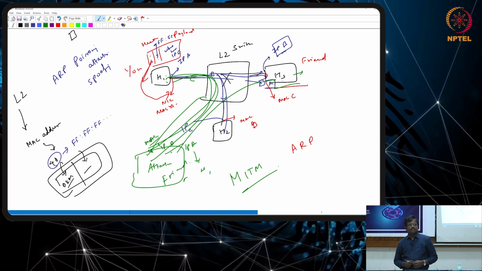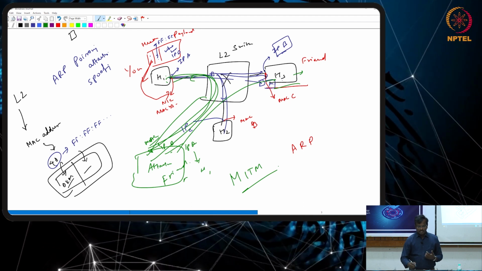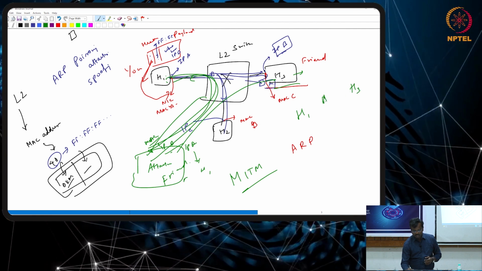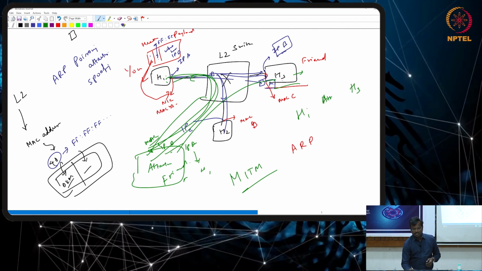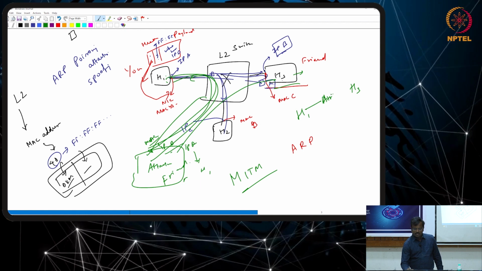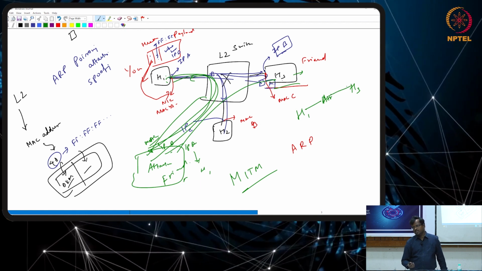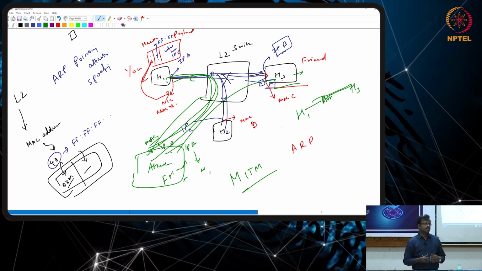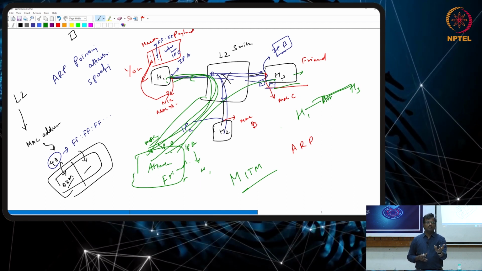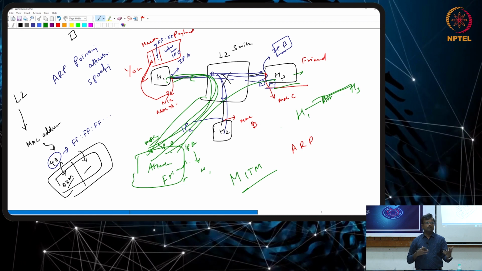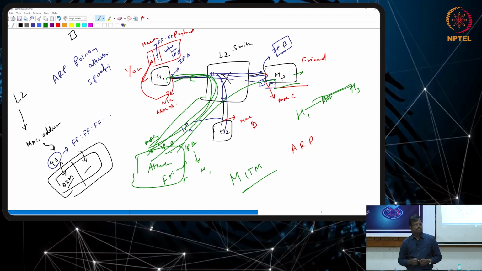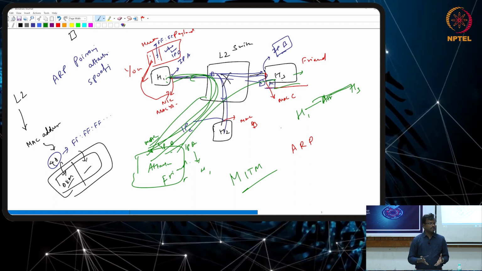Man in the middle attack, where I will be sitting in the middle of H1 and H3. The attacker is logically sitting in the middle, and whatever H1 transmits, the attacker can transmit back to H3, and whatever comes back, it can also listen to. So basically, you have gotten into the middle of the communication substrate. You can eavesdrop on anything that happens. Okay, so do you understand?